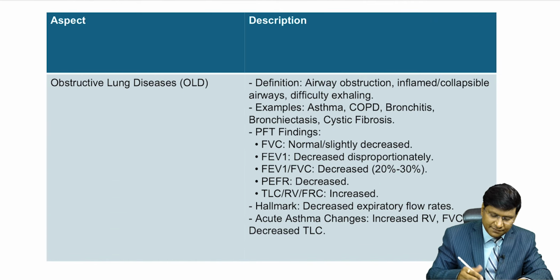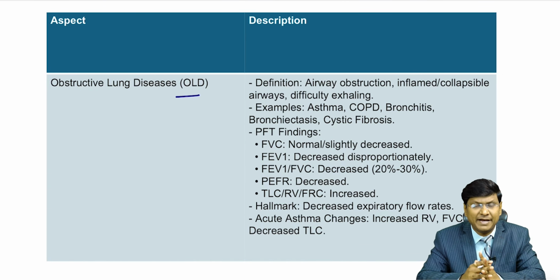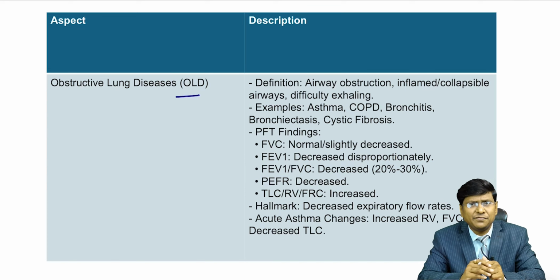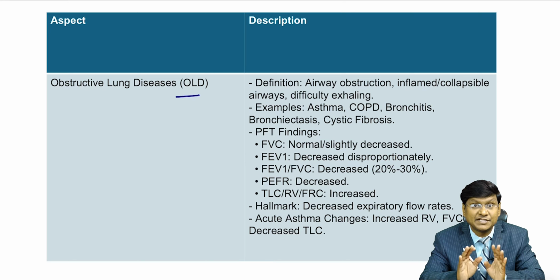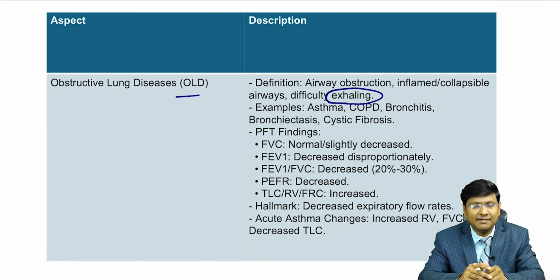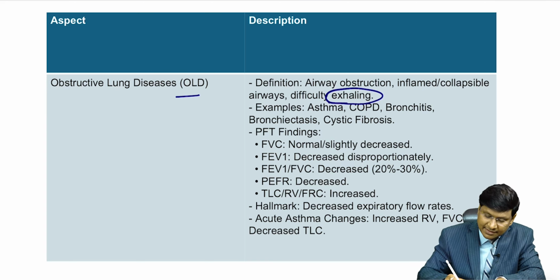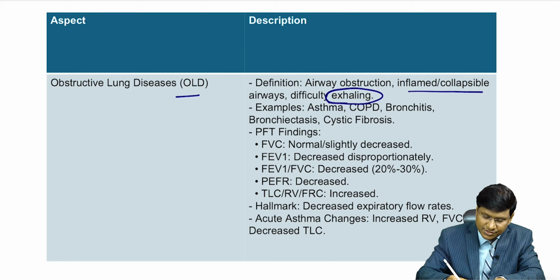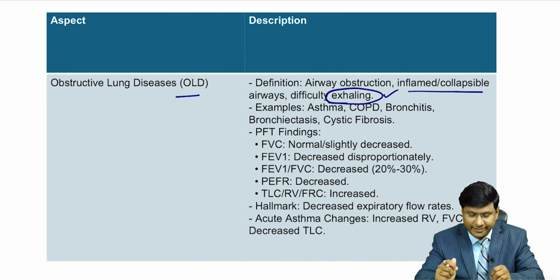Now, if you observe obstructive lung disease, what are the various parameters that will be abnormal? First of all, what exactly do you mean by obstructive lung diseases? Obstructive lung diseases are those where there is an obstruction during expiration. During expiration or exhaling, the individual will have difficulty. And this obstruction is mainly because of inflammation or collapsible airways. So due to inflammation or collapsible airways, mainly during exhalation, there will be an obstruction.